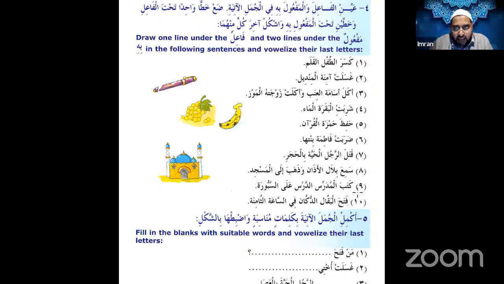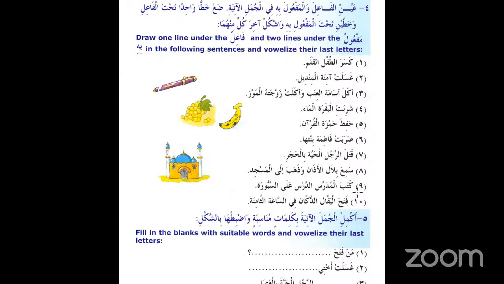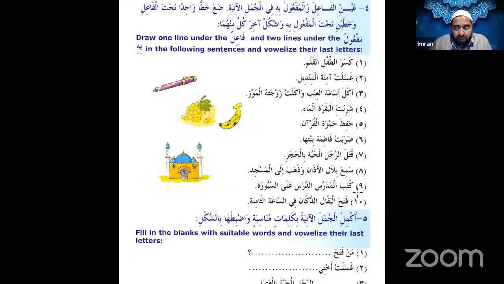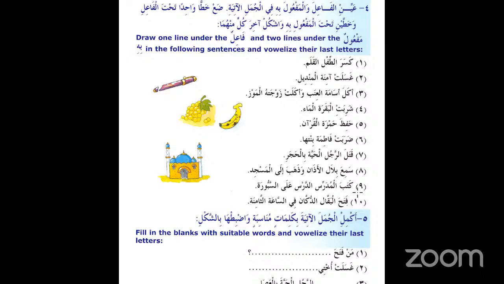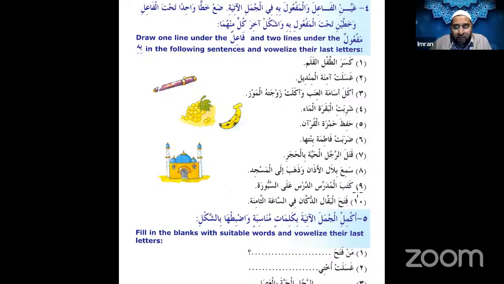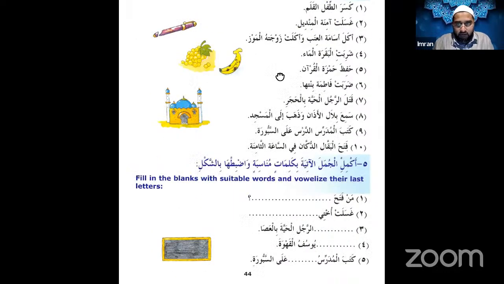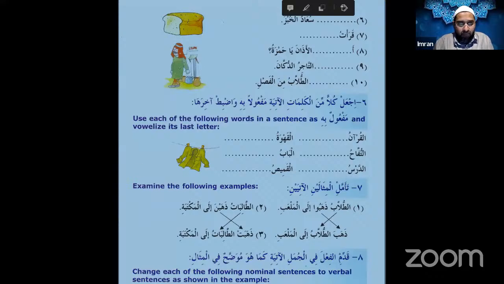Can I try, Molana? Yes, Sister Zenith, go ahead. Number 10. Bismillahirrahmanirrahim. Fatahal bakalu dukana fisa'ati thaminati. So fatahal bakalu dukana. The bakalu is the fa'il, and the dukana is the maf'ul bihi. And fisa'ati thaminati is the jar majrur. Excellent. The shopkeeper opened the shop at 8 o'clock. Yeah. Right. Alhamdulillah, that's good.